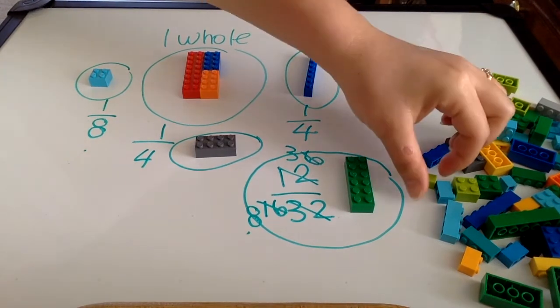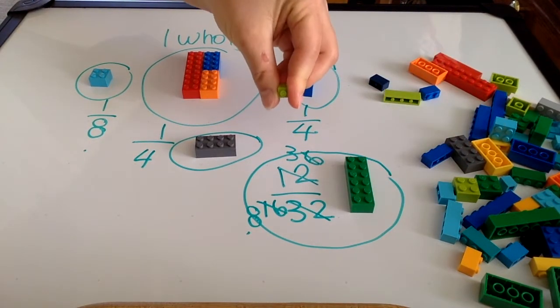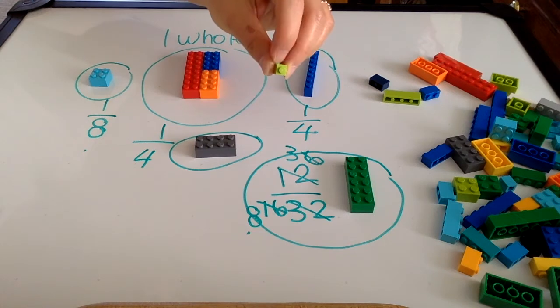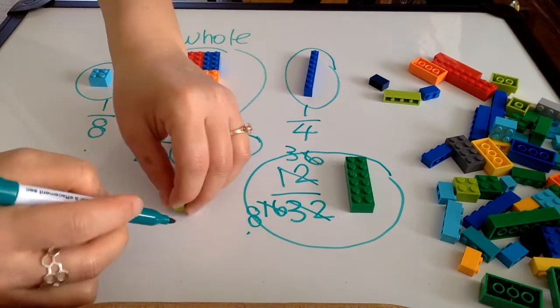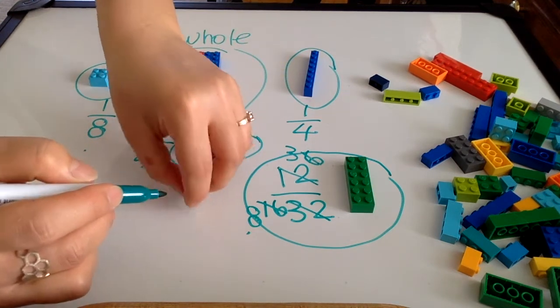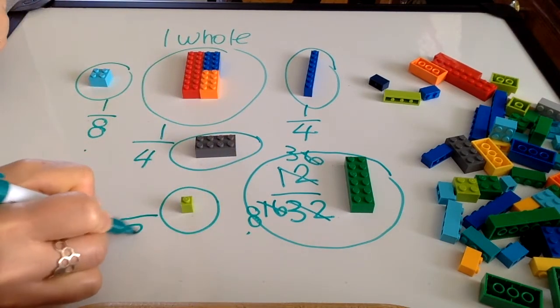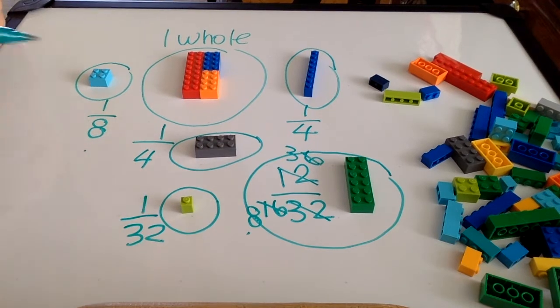Okay, what about this? If I have this one little piece right over there, what would that be? Well, I know that now that I have 32 little dots and I have only one dot right over here. So this is going to be my, I'm having issues, this is going to be 1/32nd? Yeah, 1/32nd. Okay, and what else can I do?